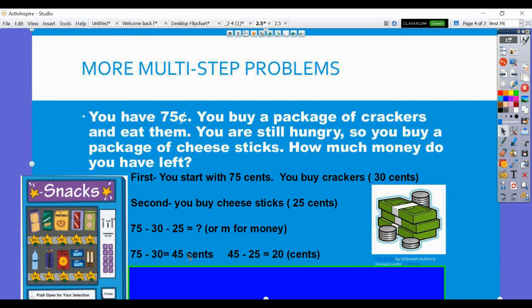There are other strategies you could use. Some people like to add the 30 and the 25 and then subtract that from the 75. And you could do it that way. There's nothing wrong with that. And if you did it that way, that's great. But because we are starting with 75, we want to take away the 30 and then the 25.